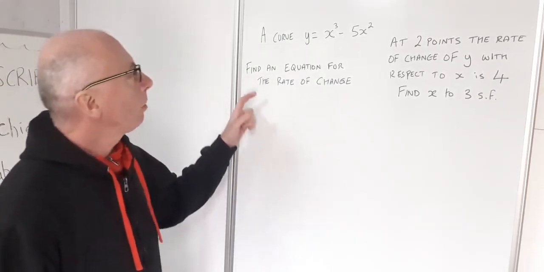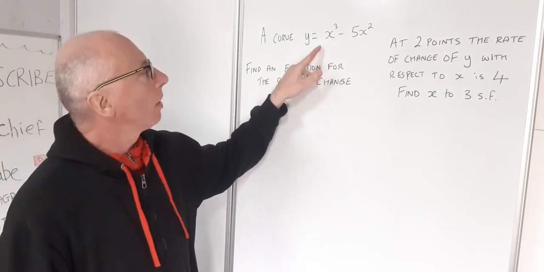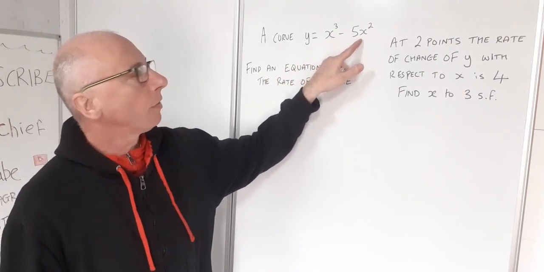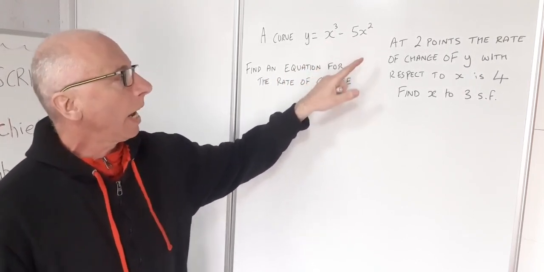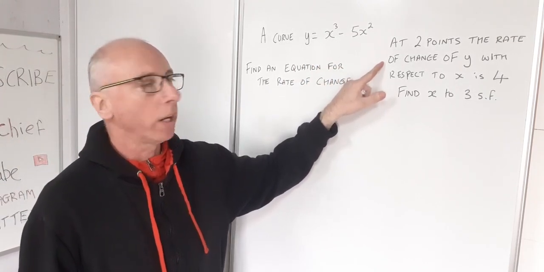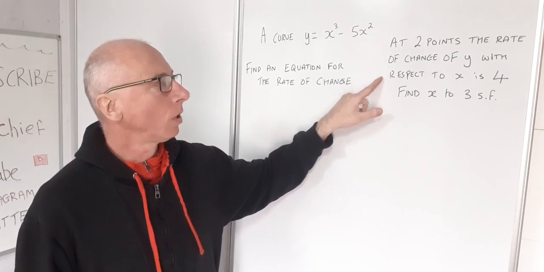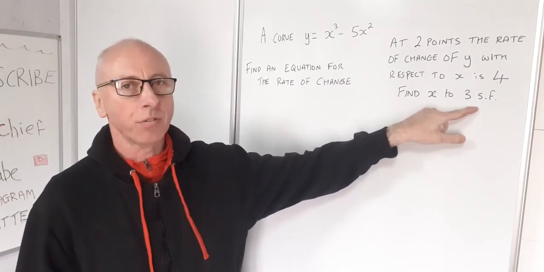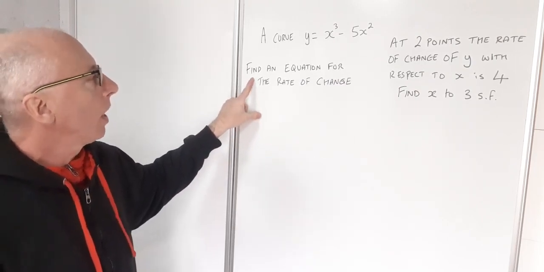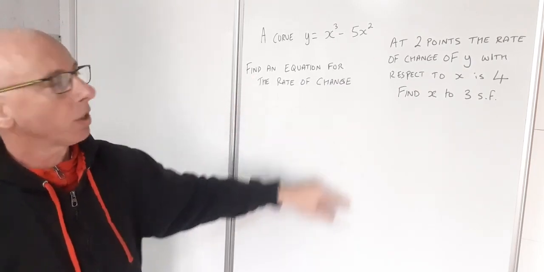So in this question here, we've got a curve which has the equation y equals x cubed minus 5x squared. And on that curve, there are 2 points where the rate of change of y with respect to x is 4. We need to find x to 3 significant figures, but before we can do that, we need to find an equation for the rate of change.